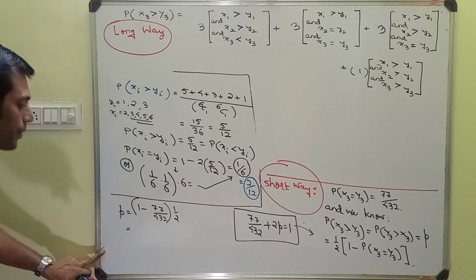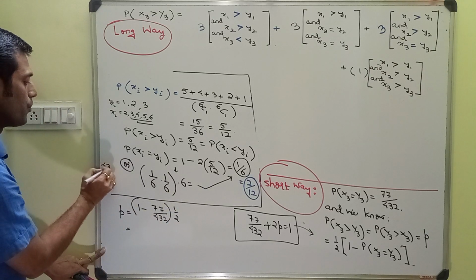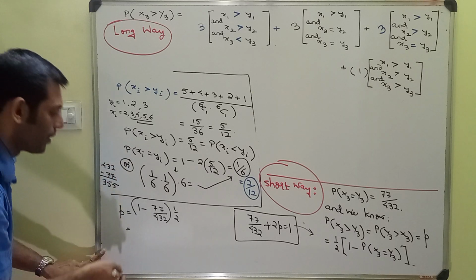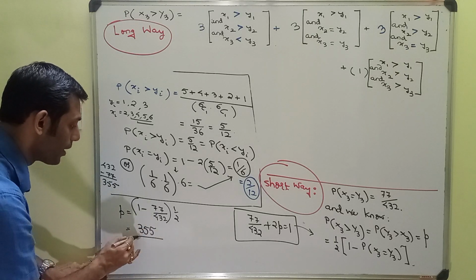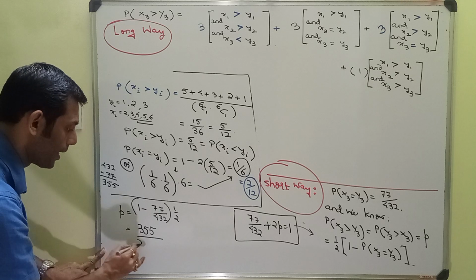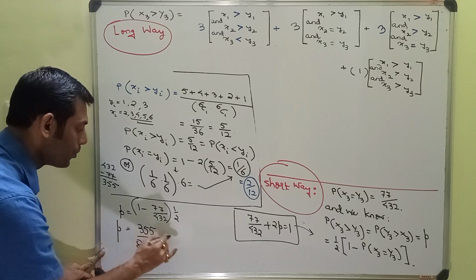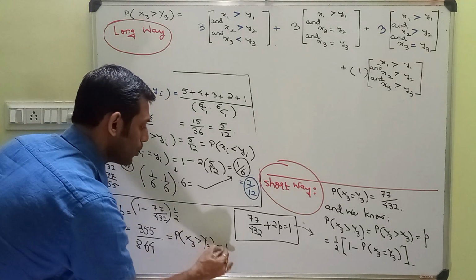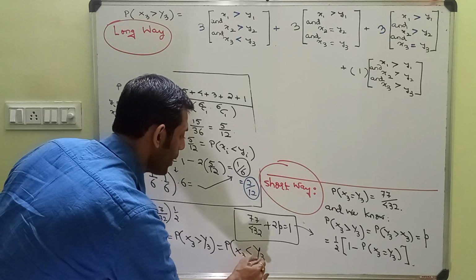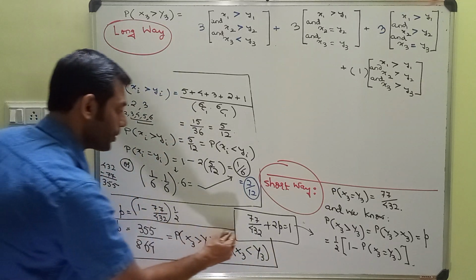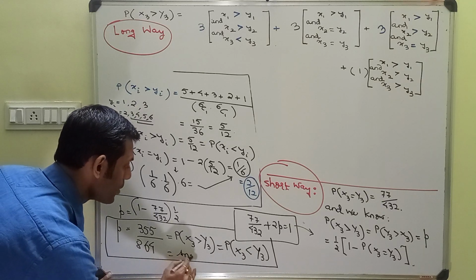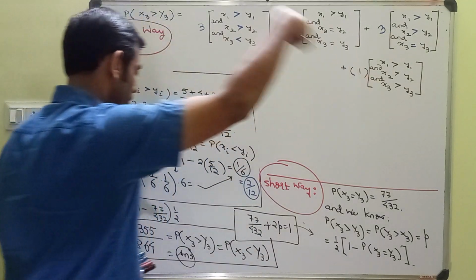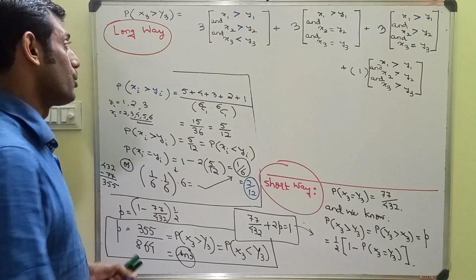Let's calculate it right here. 432 minus 77, 355. 355 by 864. This would be the probability of x3 greater than y3 and equal to probability of x3 less than y3 as well. This would be the answer. This is what I'm saying. And what I want to tell you is this can also provide the same answer. And just let's have a look at that.